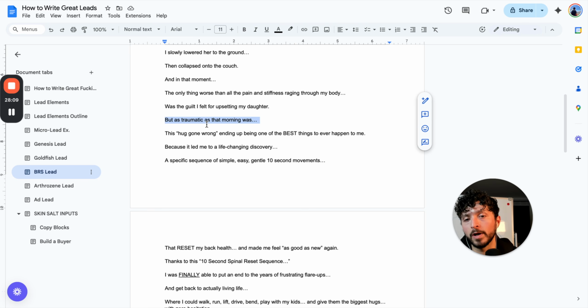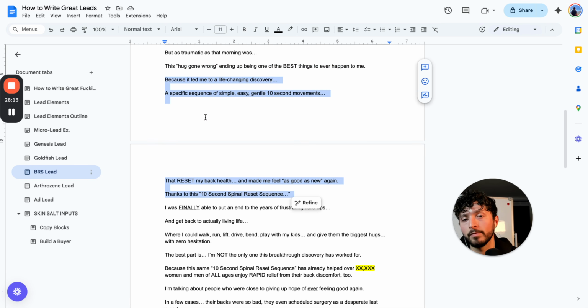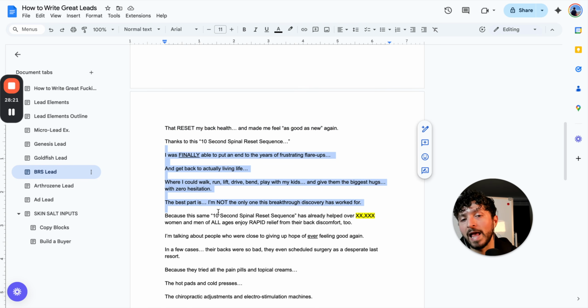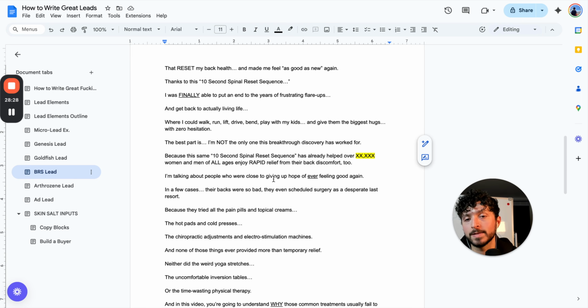But as traumatic as that morning was, this hug gone wrong ended up being one of the best things that ever happened to me, because it led me to a life-changing discovery: a specific sequence of simple, easy, gentle, 10-second movements that reset my back health and made me feel as good as new again. Thanks to this 10-second spinal reset sequence, I was finally able to put an end to the years of frustrating flare-ups and get back to actually living life, where I could walk, run, lift, drive, bend, play with my kids, and give them the biggest hugs without any hesitation.